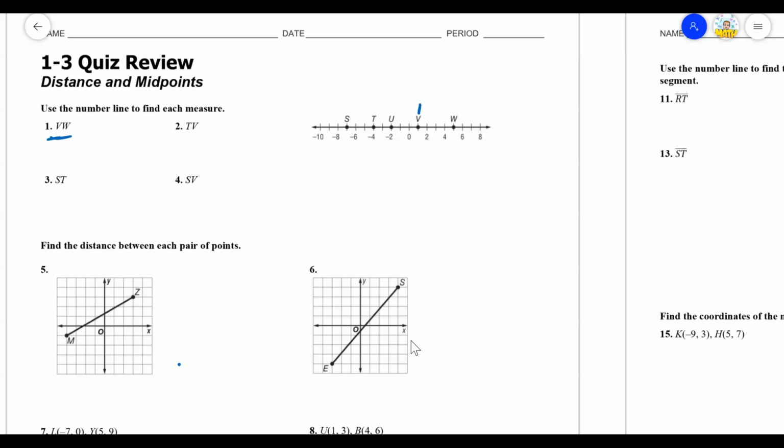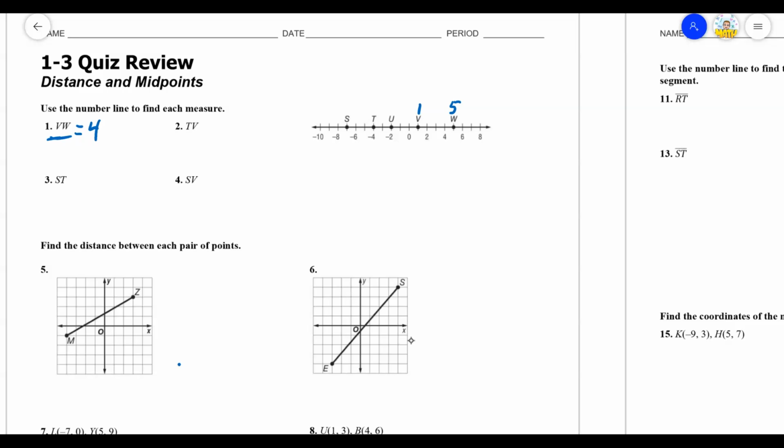So V lives here at 1 and W is here at 5. So we can literally just count, or we can subtract, 5 minus 1. What's the distance from a point at 1 to a point at 5? 1, 2, 3, 4, and 5 minus 1 also is 4.